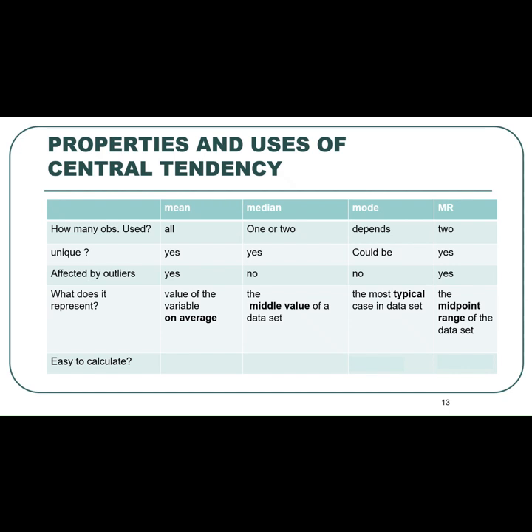Which one is the easiest to calculate? Obviously, mode is the easiest one, no calculation at all. The second one would be the mid-range.